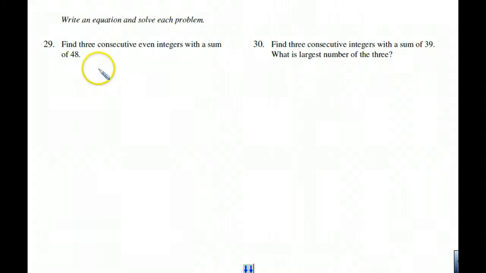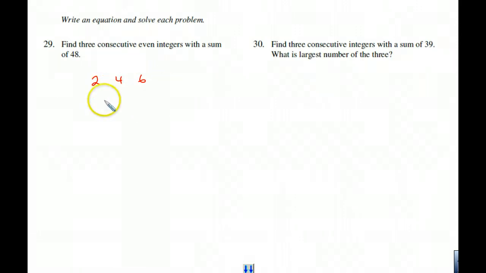29. Find 3 consecutive integers with a sum of 48. Okay. So even integers, I'm just going to pick some random even integers that are consecutive. First of all, consecutive means in a row, like maybe 2, 4, and 6. Those are 3 consecutive even integers. If we add these up, it equals, let's see, 2 plus 4 is 6, 6 plus 6 is 12, that's not 48. So we know these are not the correct answers.